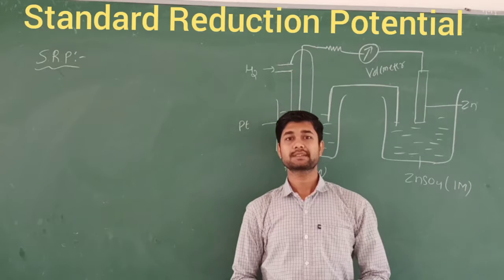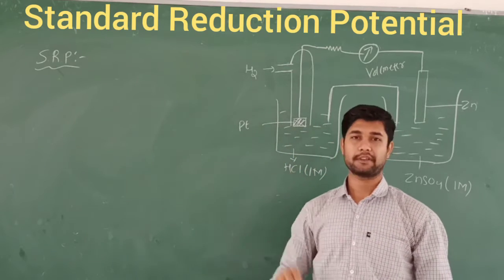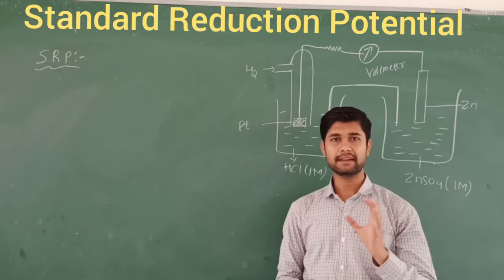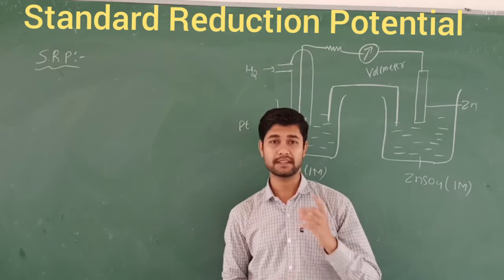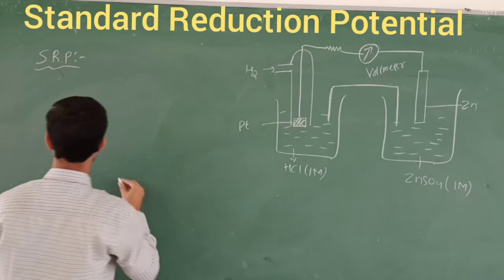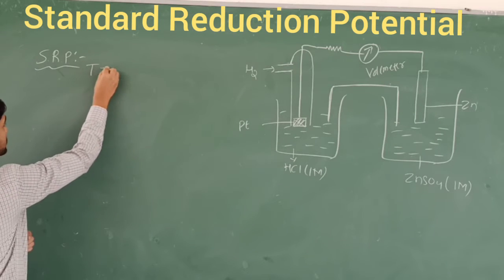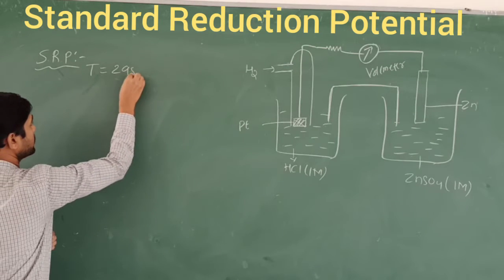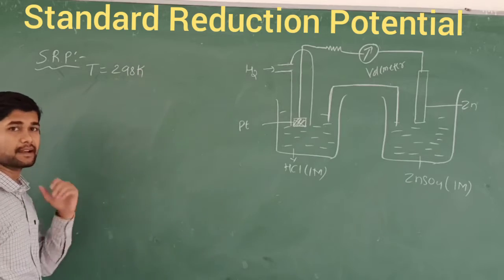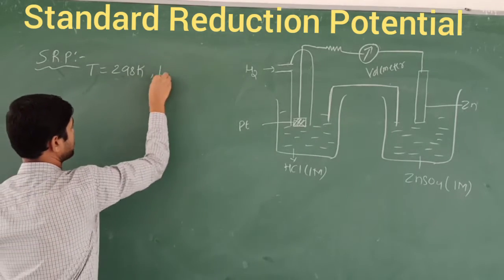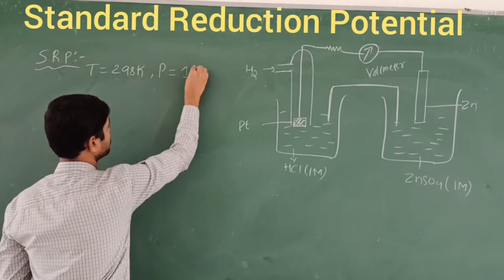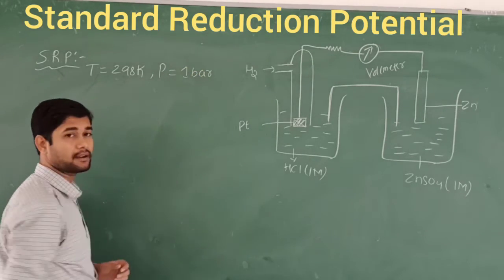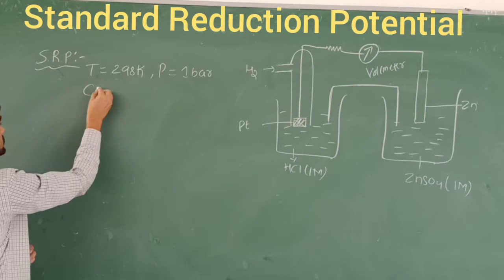Let's discuss the standard reduction potential. As the name indicates, standard conditions must apply, and that is very important. Standard means we maintain the standard temperature, 298 Kelvin. We also take the pressure as the standard, 1 bar atmospheric pressure. And also the concentration. What concentration are you going to take?